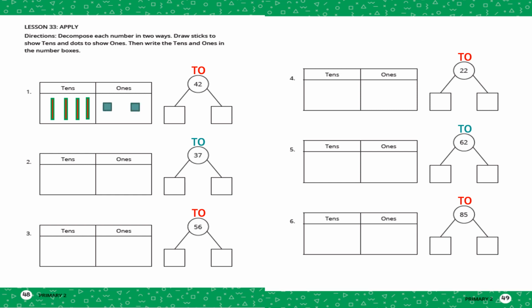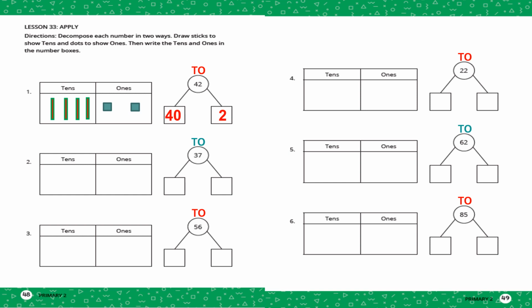Let's decompose 42. How many zeros do we have in tens? Only one. So 4 with 1 zero, it will be 40. How many zeros do we have in ones? Nothing. So 2 will be 2 as it is.